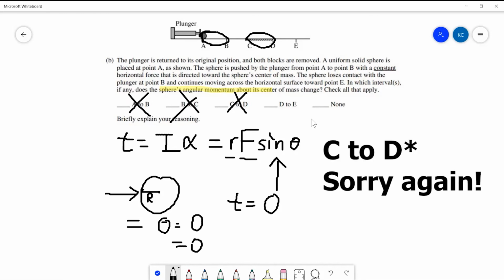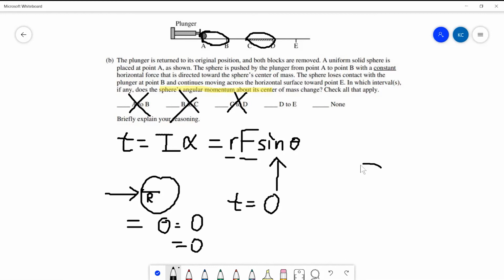However, from D to E, let's draw another diagram. Here's the ball and the surface. Here's the center of mass. And the contact point of the friction is from here. And if you remember from earlier, friction opposes the direction of motion. As we're moving towards the right, friction will be acting towards the left. So let's use red to draw the friction. And the R value is from the center of mass to the contact point of the force. So this is the R value.